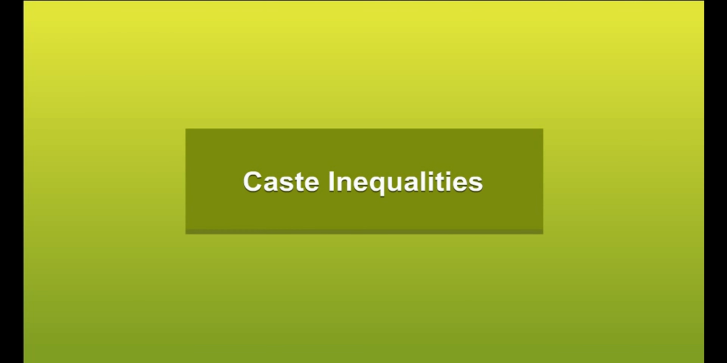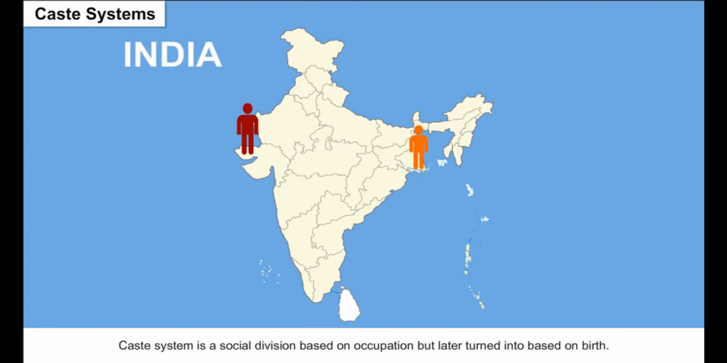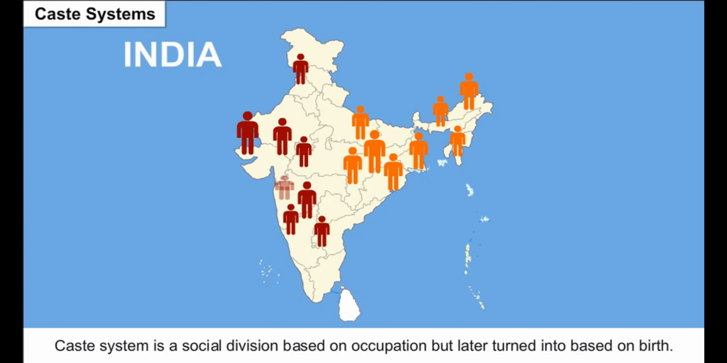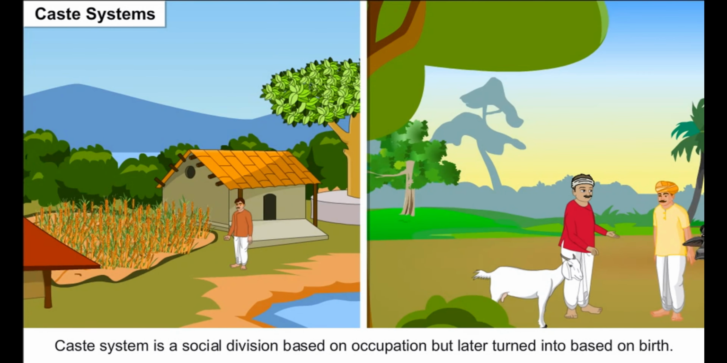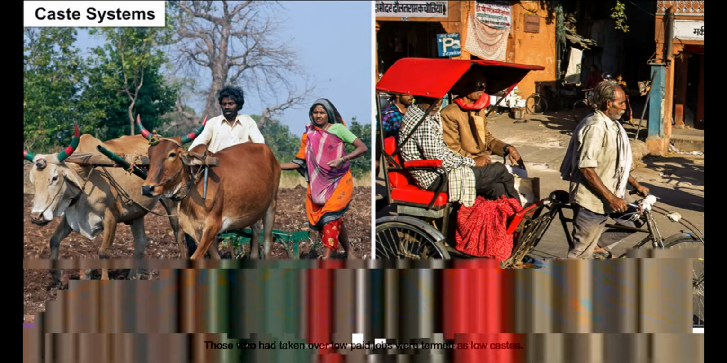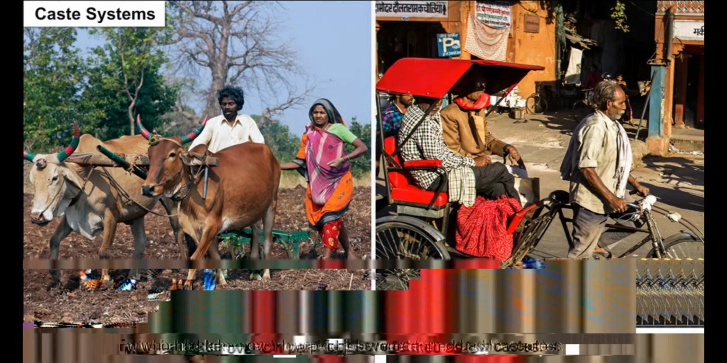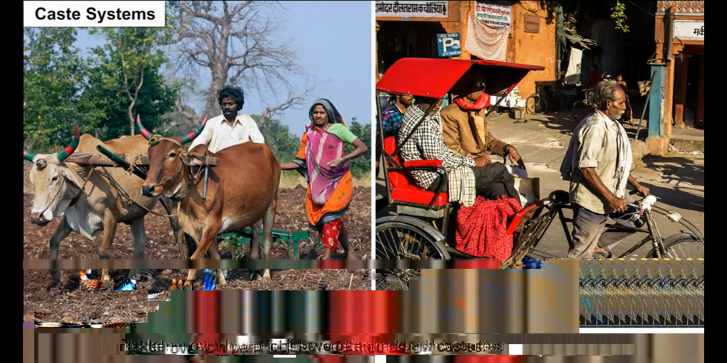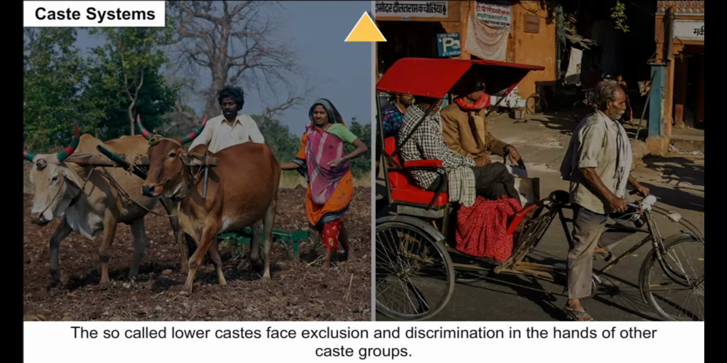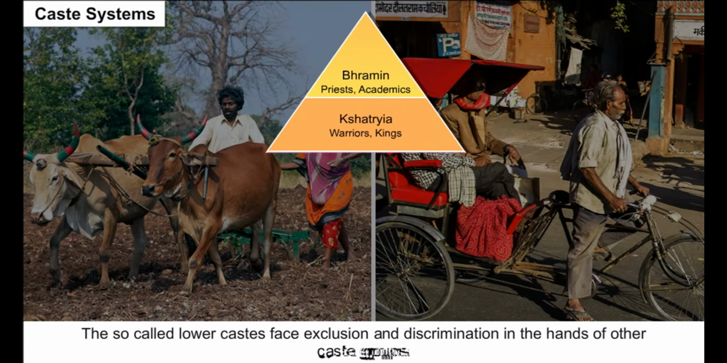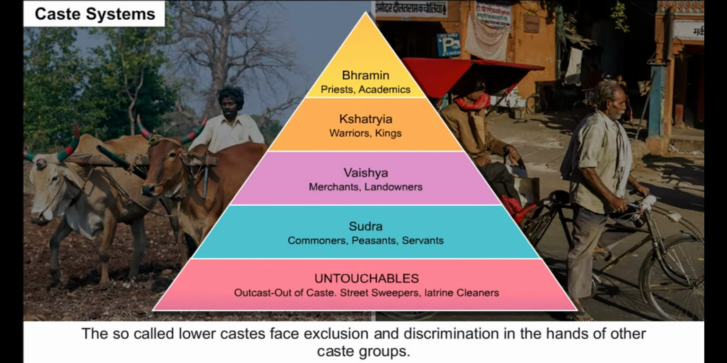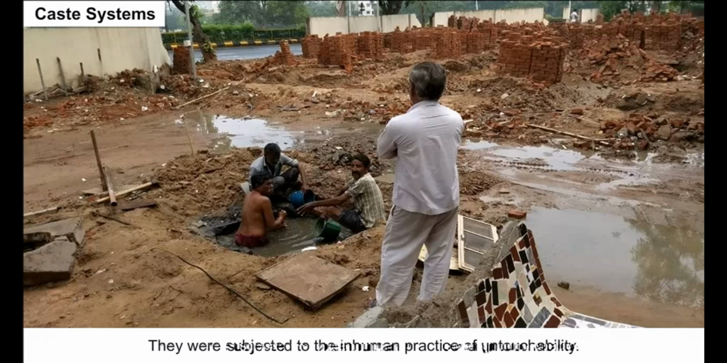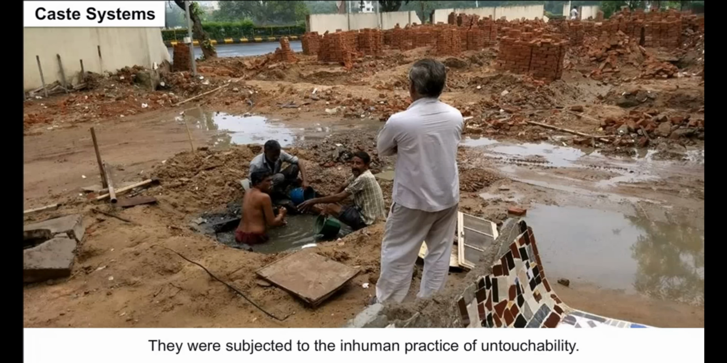Caste inequalities. Caste systems. The caste system is a social division based on occupation but later turned into one based on birth. Those who had taken over low-paid jobs were termed as low castes. The so-called lower castes face exclusion and discrimination at the hands of other caste groups. They were subjected to the inhuman practice of untouchability.